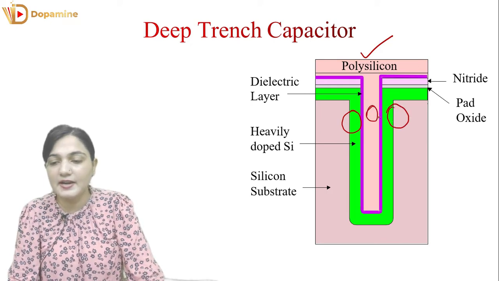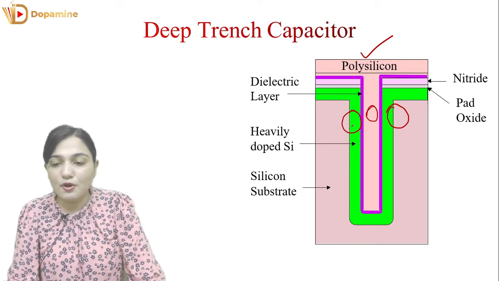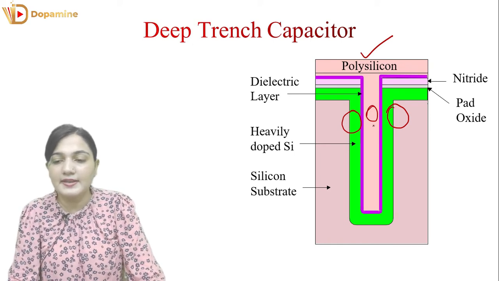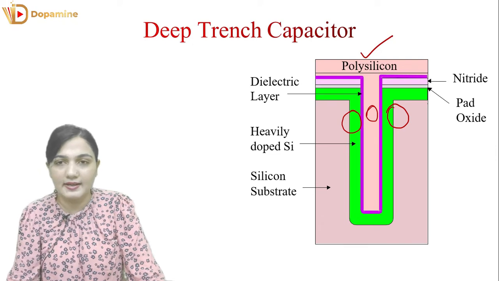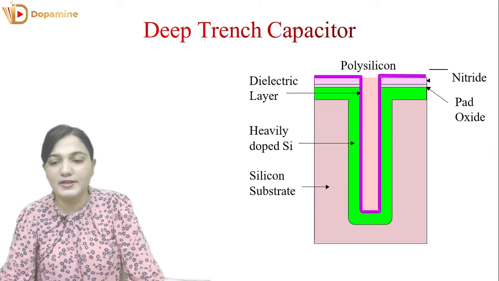This polysilicon inside will be acting like a dielectric. So conductor, and in between dielectric, it is acting like a capacitor. So this is how we can form a deep trench capacitor.